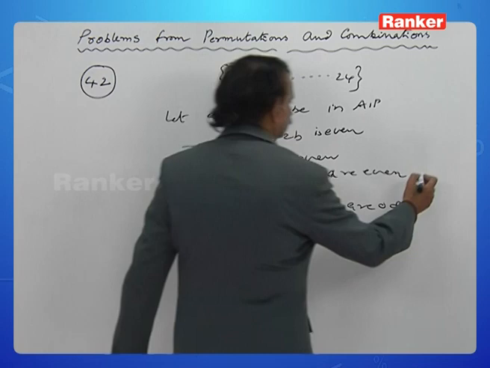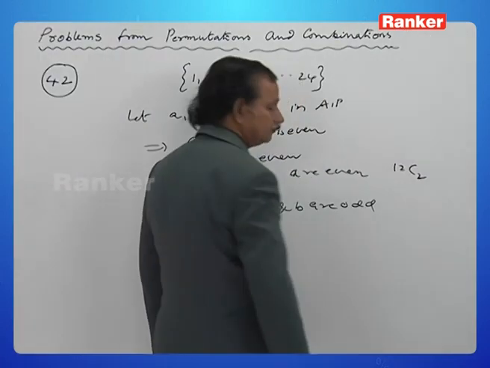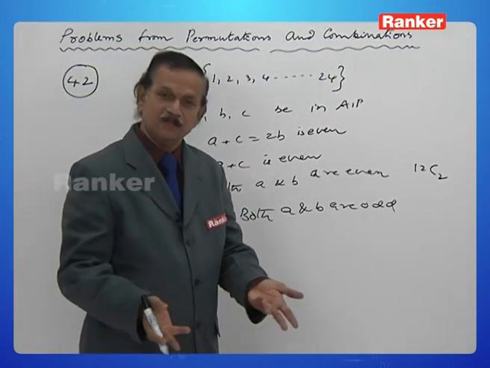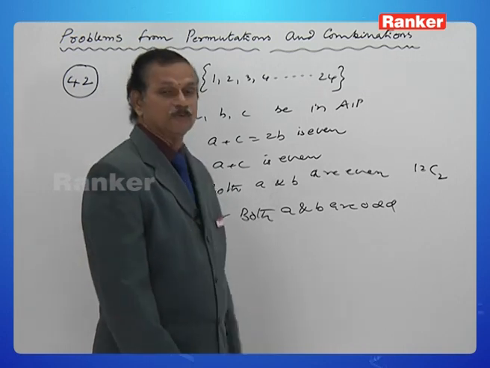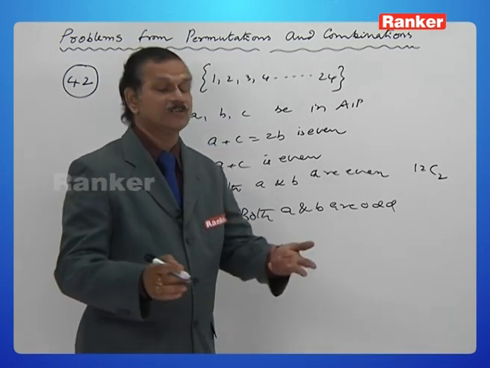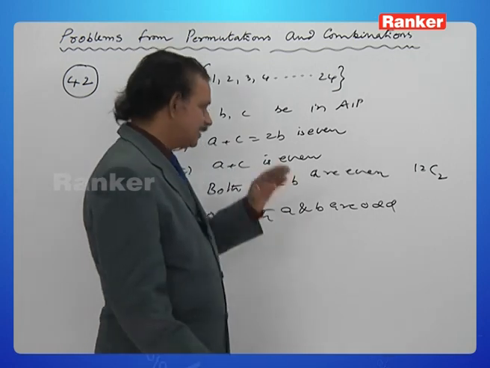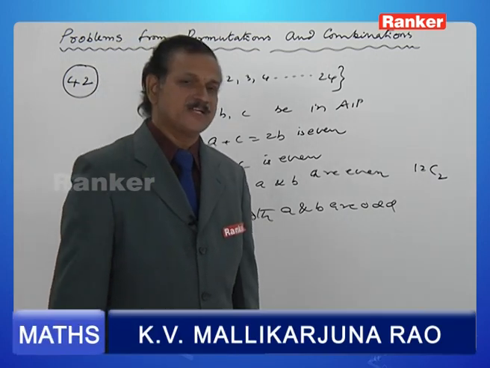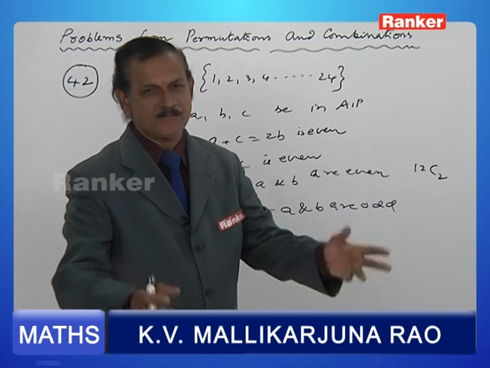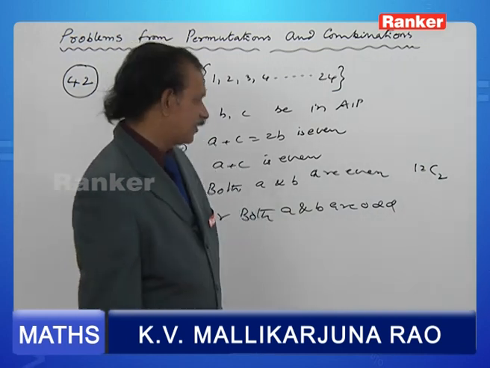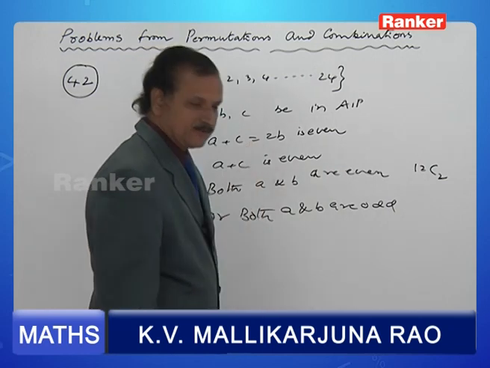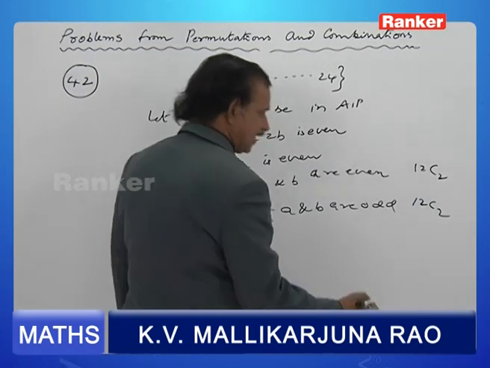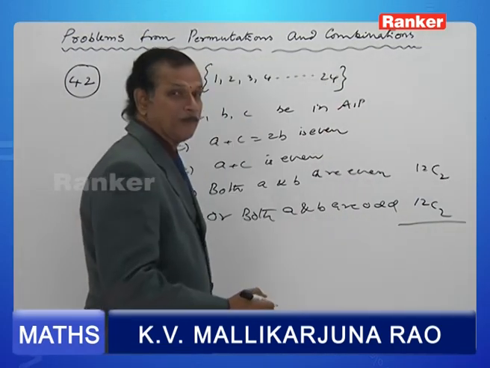How can you choose? 12C2 ways. Suppose you have chosen 4 and 6, B will be 5. If you choose 2 and 20, B will be 11. So, by the selection of A and C, B will be fixed. The number of ways you can choose A and C gives you the triplet ABC. Okay, you can also choose both odd integers. How many ways? 12C2. The total number of ways of selecting is 12C2 plus 12C2.